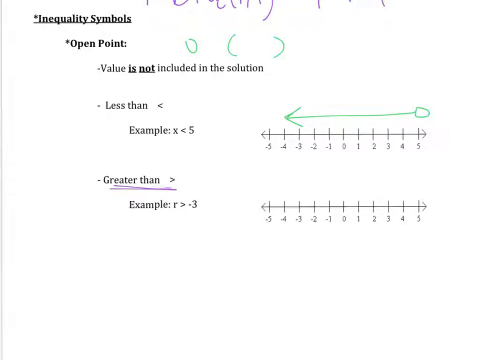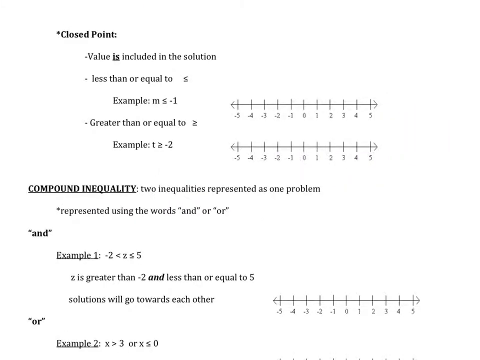For greater than, we are going to have an example of r is greater than negative 3. We're going to have an open point because it is greater than. And since r is greater than negative 3, those are going to be all the values to the right of our point. For our closed point, this is something that is included. When we talked about domain and range, this was an included point. We gave it brackets.